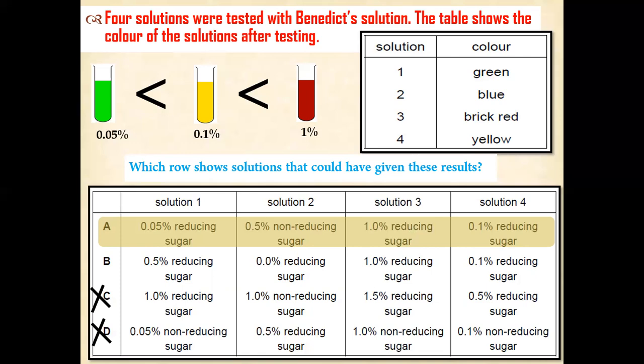Why? Because 0.1% in solution number 4 is less than solution number 1. It means that the examiner is saying the yellow color concentration is less than green. So that's why B is a wrong answer.